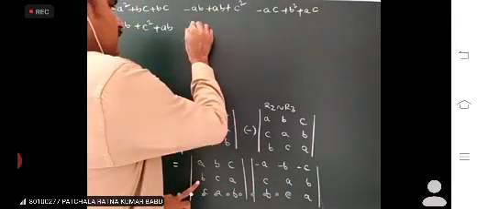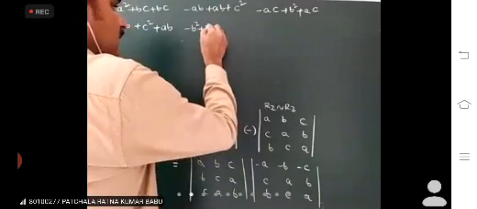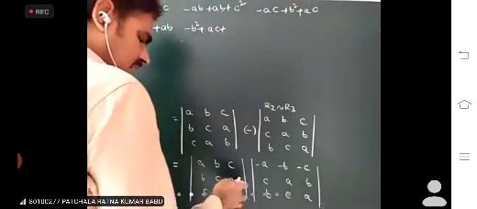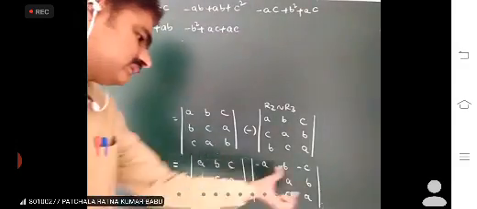Okay. Next, multiply the second row with second column. B into minus B, minus B squared, C into A, CA or AC, plus A into C, AC. Next, multiply the second row with third column. B into minus C, minus BC, plus C into B, BC, plus A into A squared.